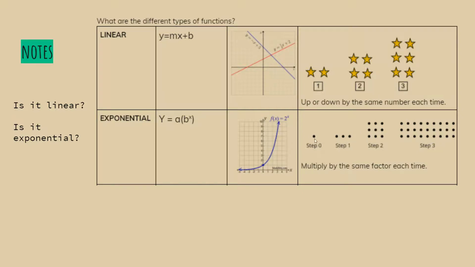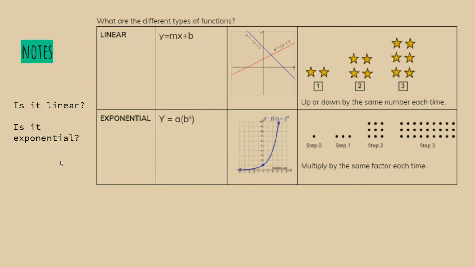Let's see if we're multiplying the same amount each time. From 1 to 3, we multiplied by 3. From 3 to 9, we also multiplied by 3. From 9 to 27, we also multiplied by 3. So every step was multiplying by the same number. This is a constant multiplier of 3, an exponential function. Graphically, an exponential function looks like this, where it's constantly multiplying.